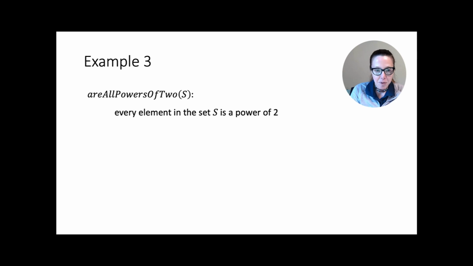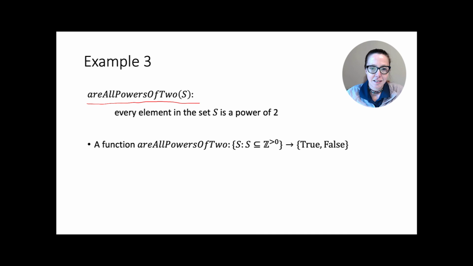Our final example is the predicate function all are powers of 2, which states that every element in the set S is a power of 2. This will be a function. We're defining this to be a function that takes a set of integers, positive integers, and it maps them to the Boolean values true, false.